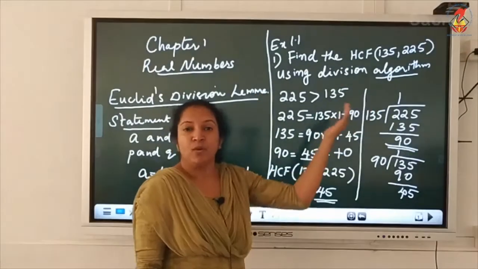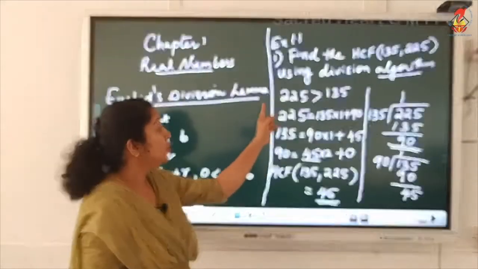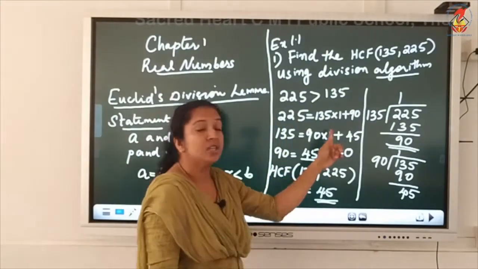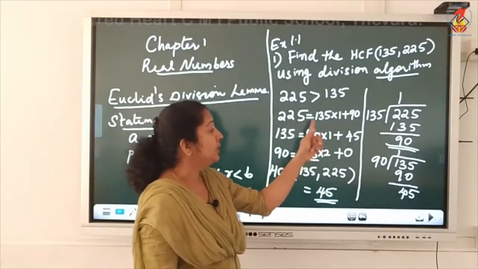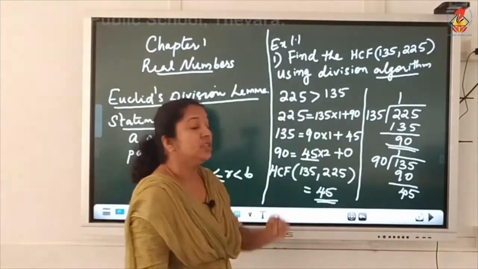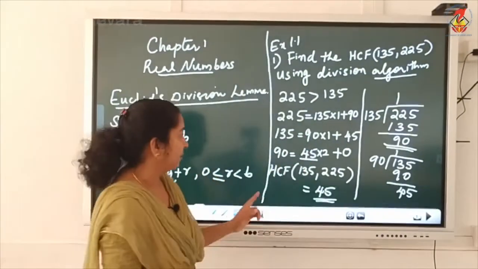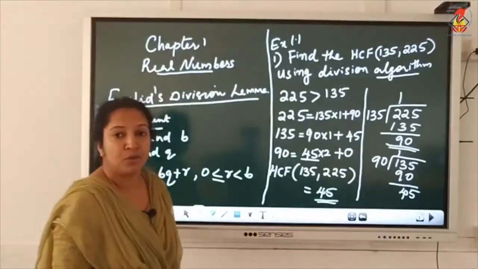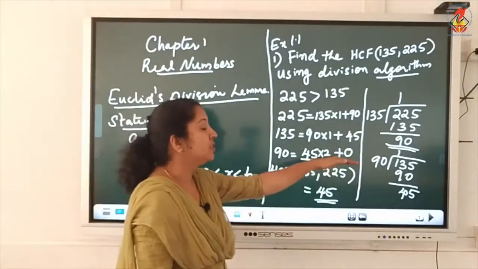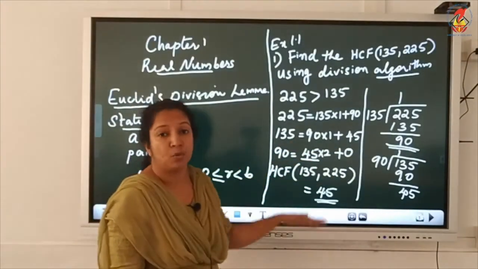Find the HCF of 135 and 225 using division algorithm. 225 is greater than 135 and we write 225 as 135 into 1 plus 90. Then write 135 in terms of 90: 135 is equal to 90 into 1 plus 45. Then write 90 in terms of 45: 45 into 2 is 90 plus 0. So, the remainder is 0. When you get the remainder 0, you can stop. So, HCF is the last divisor.